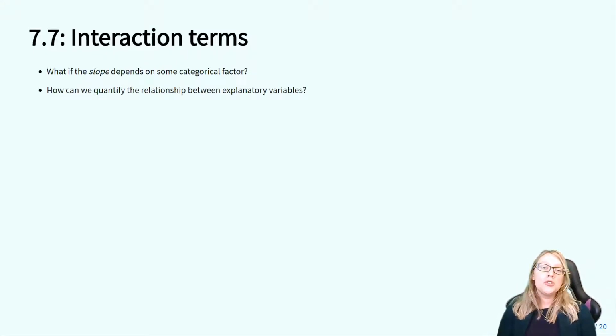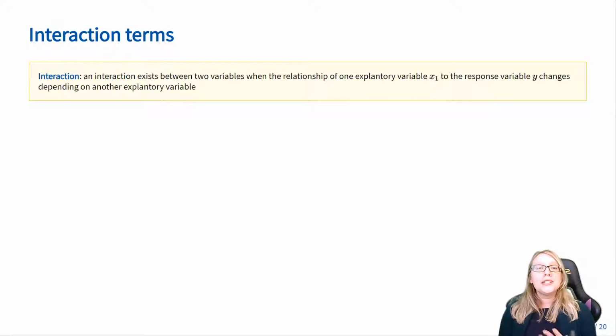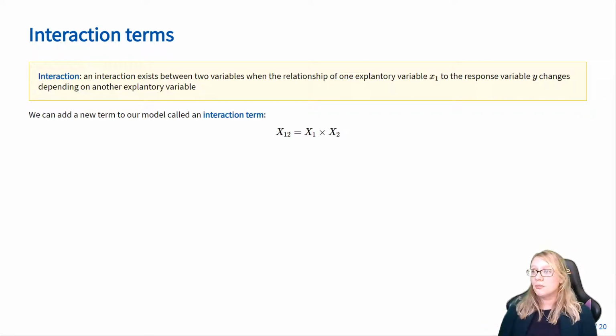So if you want to directly measure how two explanatory variables are related, we might do that by introducing an interaction. We say that an interaction exists between two variables if they are not independent, if the value that we observe with level A of one variable changes depending on what level another variable is at. If they change together, then we have an interaction.